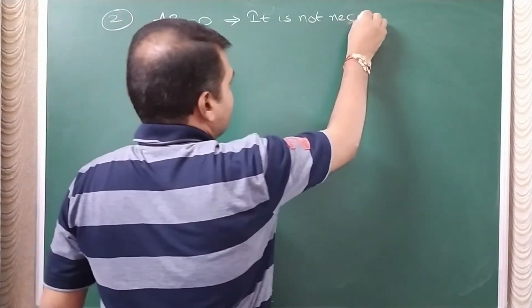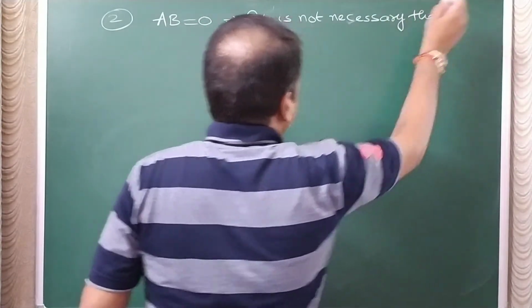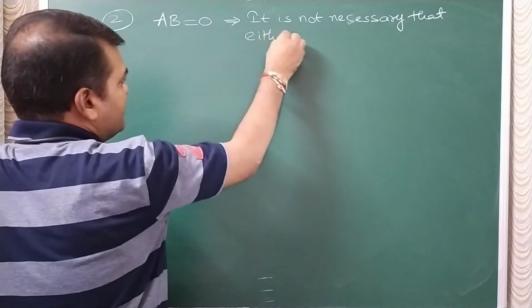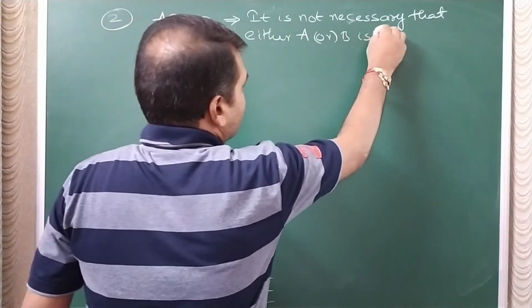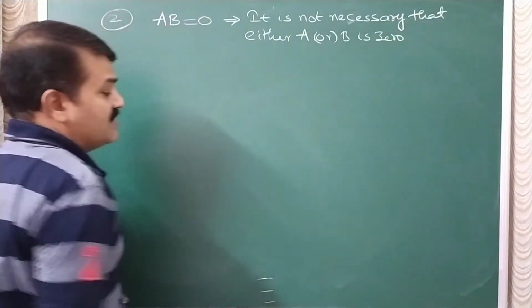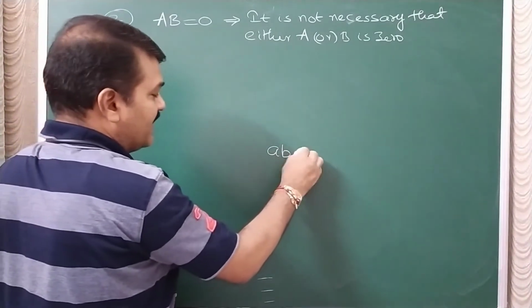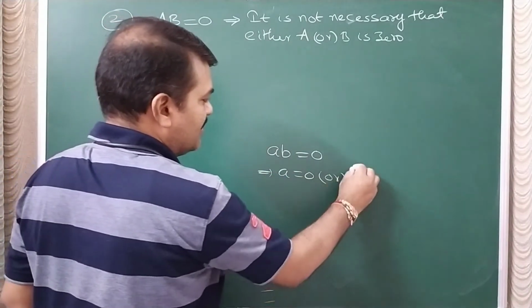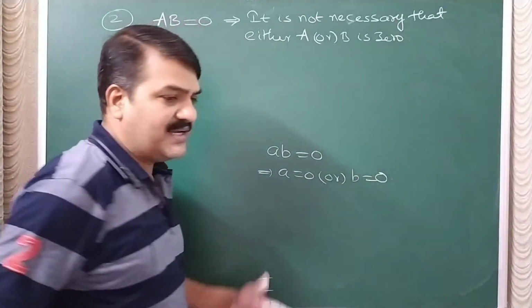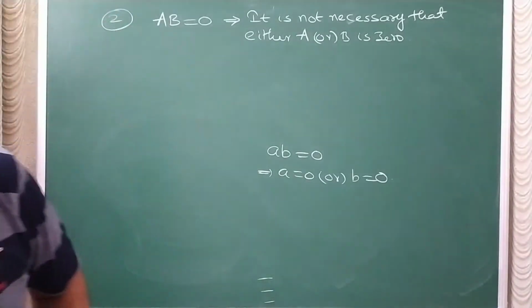It is not necessary that either A or B is 0. Generally in number system, when we are taking numbers like real numbers or complex numbers, if AB is equal to 0, immediately we will write A is equal to 0 or B is equal to 0. But in matrices, it may not be correct.